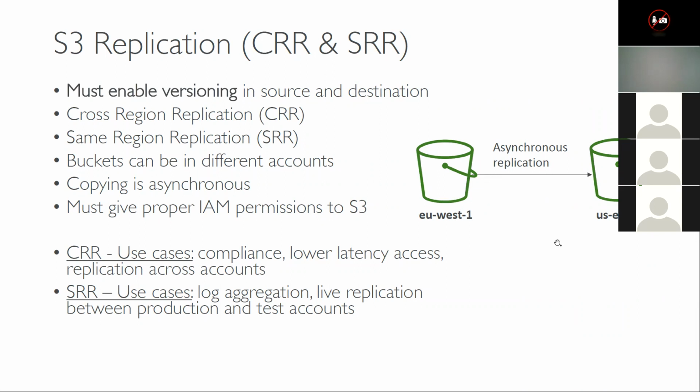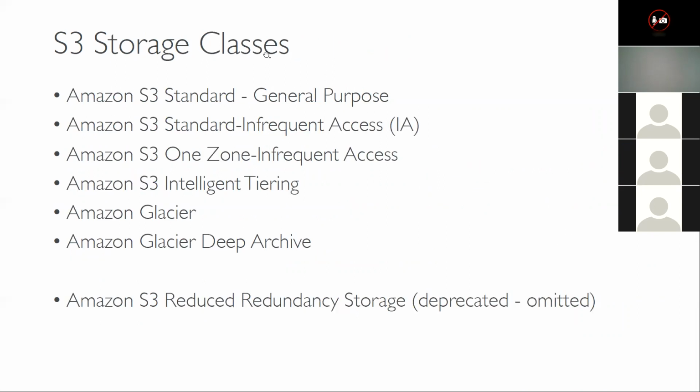How about same region? S3 storage class. There are 6 when you say general purpose: general purpose, infrequent, one zone, intelligent, Glacier, deep archive. So let's go through them one by one.